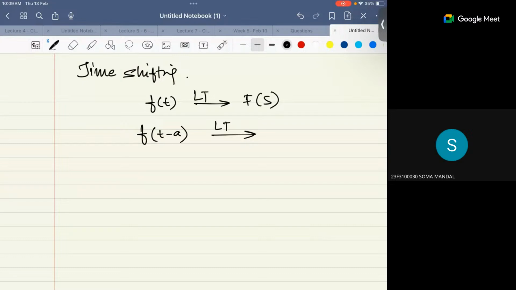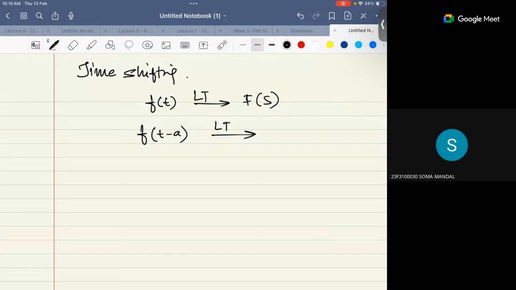There are some limitations, something like ROC and all, so that we are not discussing here. I'm just discussing the basics. That much will just help you to convert an electric signal from the time domain to the S domain. We are not discussing the ROC and all. In signals and systems we'll be discussing all the limitations of the Laplace transform and how it is different from the Fourier transform and other things.